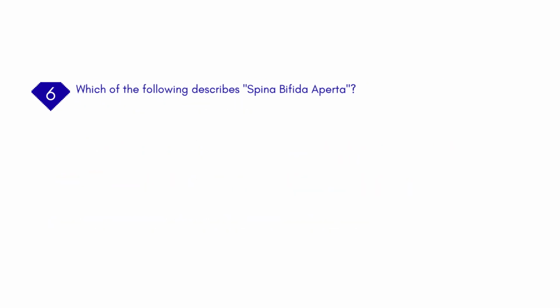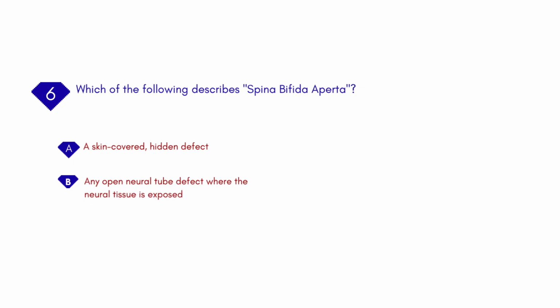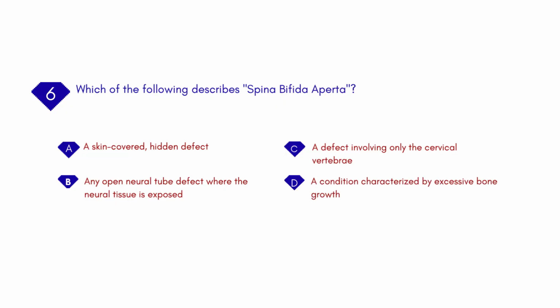Which of the following describes spina bifida aperta? A. A skin-covered, hidden defect. B. Any open neural tube defect where the neural tissue is exposed. C. A defect involving only the cervical vertebrae. D. A condition characterized by excessive bone growth. Answer: B. Any open neural tube defect where the neural tissue is exposed.